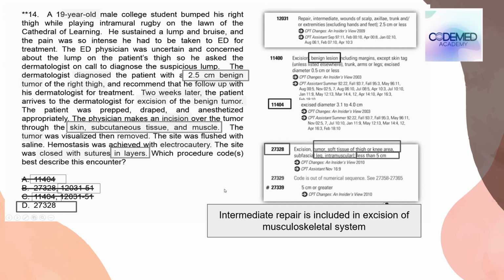Now 27328 is the excision of tumor, soft tissue of the thigh or the knee area, subfascial, that is intramuscular, less than 5 centimeter. And where was the tumor?